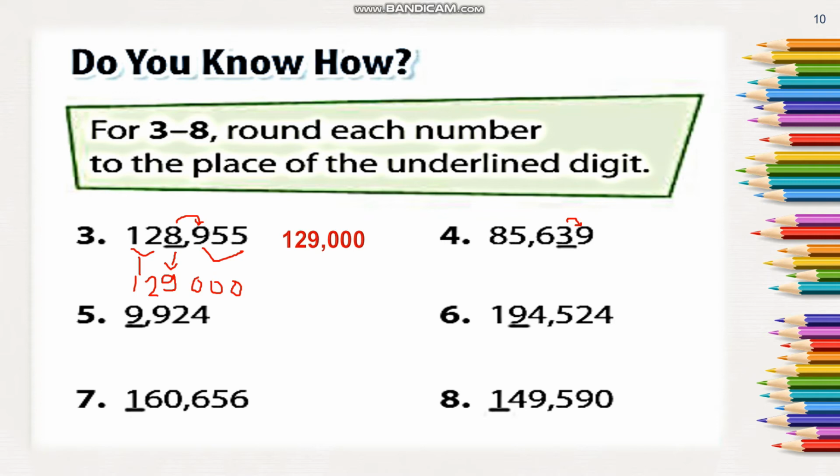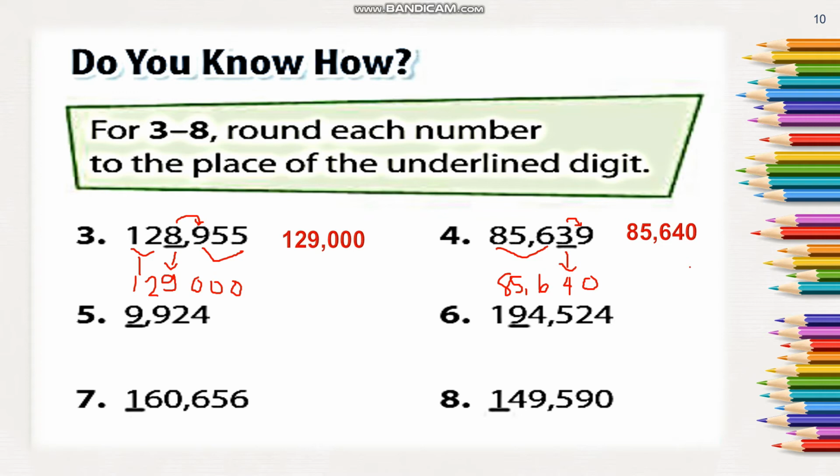The same thing in number 4, the underlying digit is 3, and it is followed by 9, so that is more than 5, so we need to add 1 more. So this becomes 4, and all the digits to its right become 0, and all the digits to its left, you just simply copy, so that is 85,640.